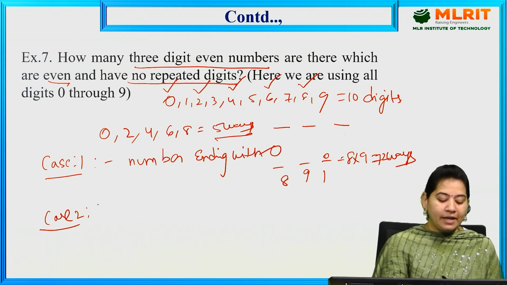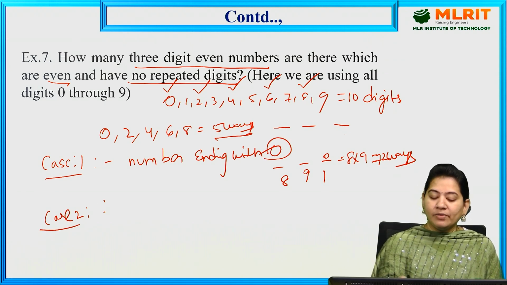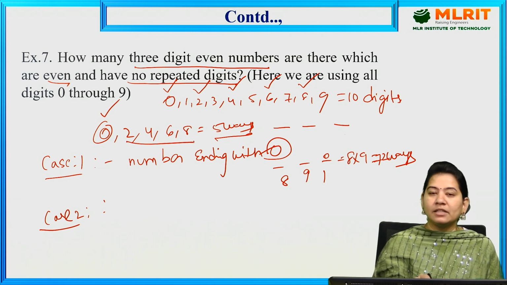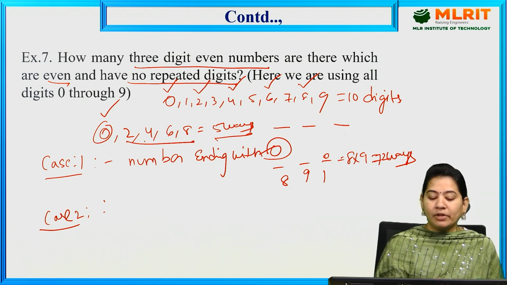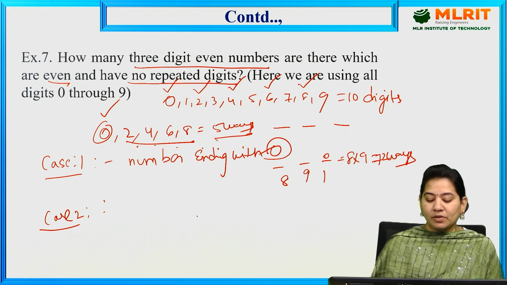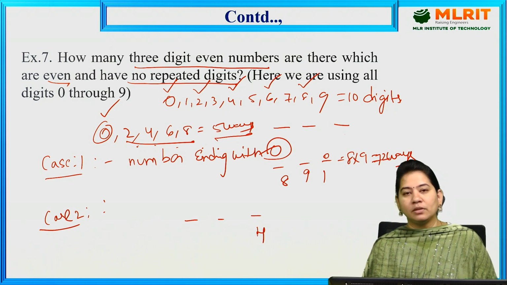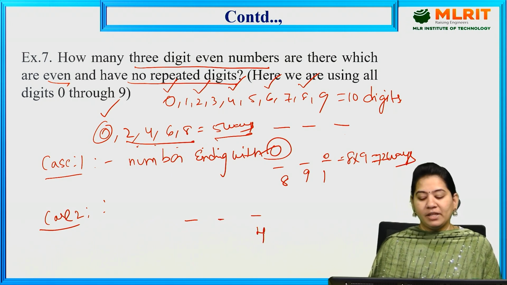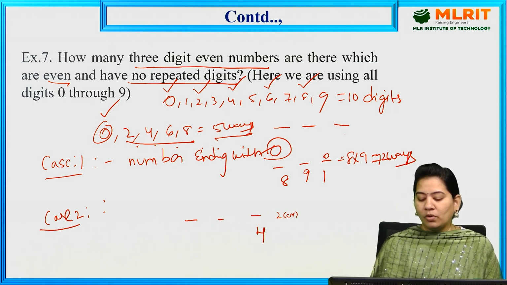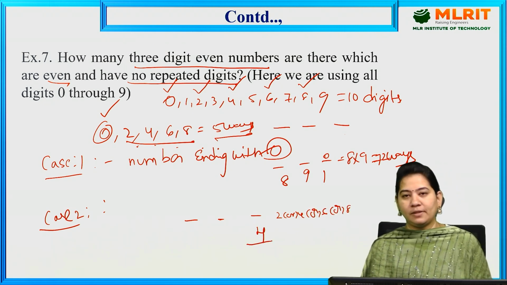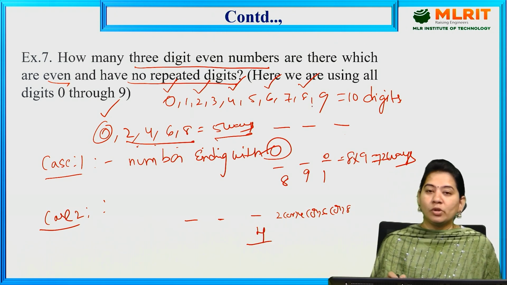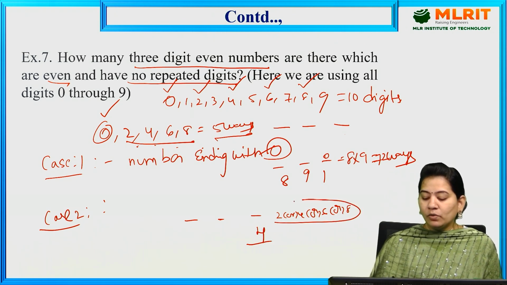In the same way, case 2. The number ending with 0 is already done. The other possibilities are numbers ending with 2, 4, 6 or 8. So how many ways here? The last digit will have 4 ways, which can be 2 or 4 or 6 or 8. Out of the 10 digits in total, we are taking only 2, 4, 6, 8, so we'll have only 4 ways.